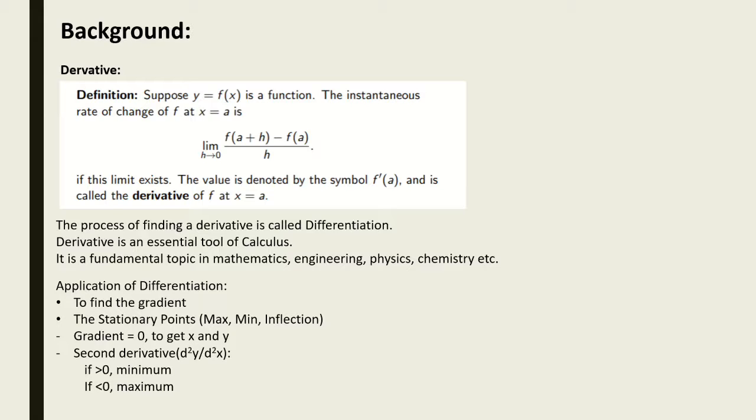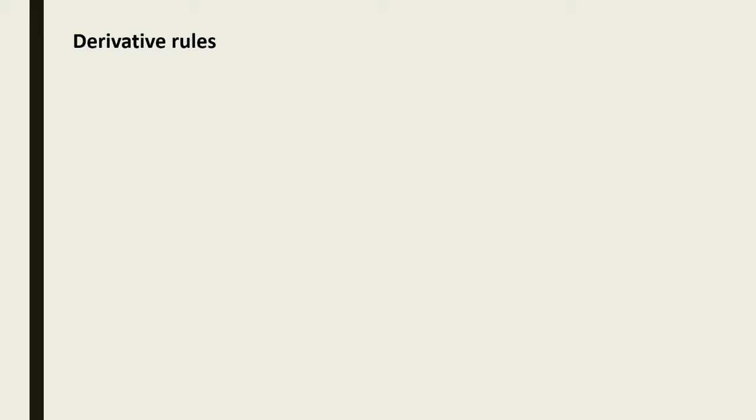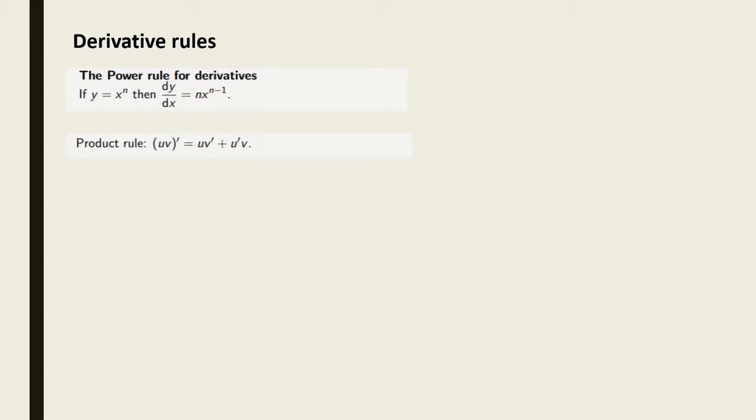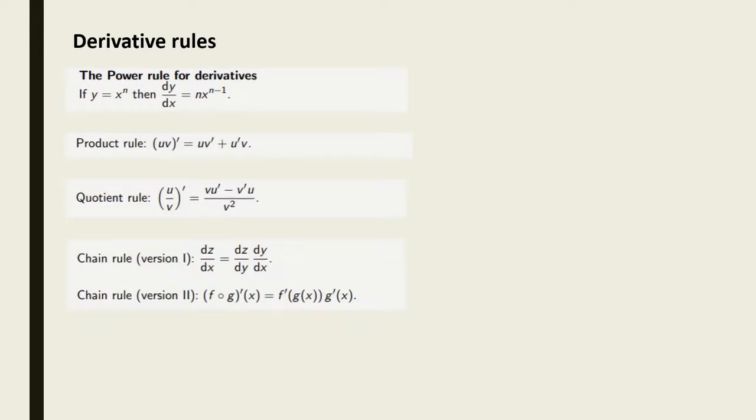There are lots of applications of differentiation, including finding the gradient, the maximum and minimum points, the stationary points, and the second derivative. The application we are focusing on today is finding the coordinates and types of stationary points. Firstly, I'm going to introduce some of the most common rules of derivatives.